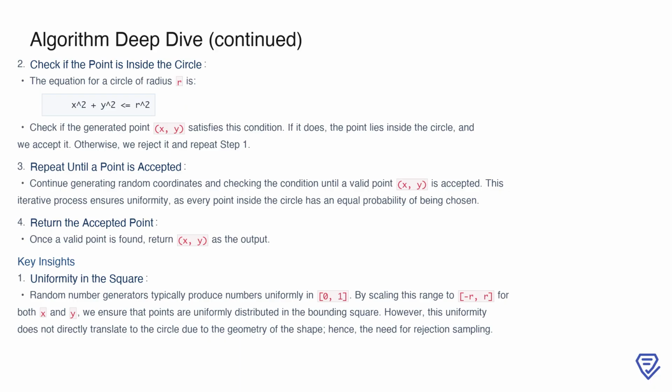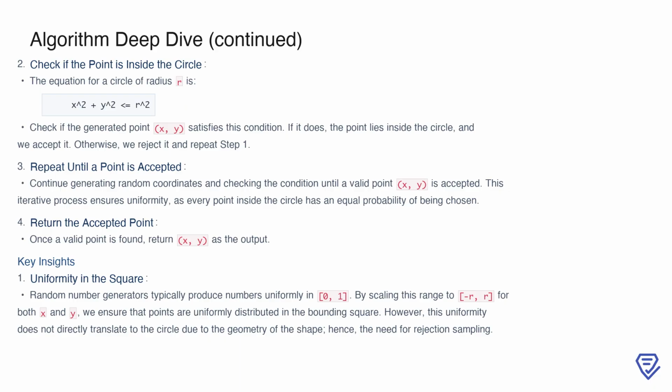However, the efficiency of this method depends on the ratio of the circle's area to the square's area. Since the area of the circle is pi r^2 and the area of the square is 4 r^2, the ratio simplifies to pi/4, which is approximately 0.785. This means that about 78.5% of the points generated in the square will be accepted, making the method relatively efficient.